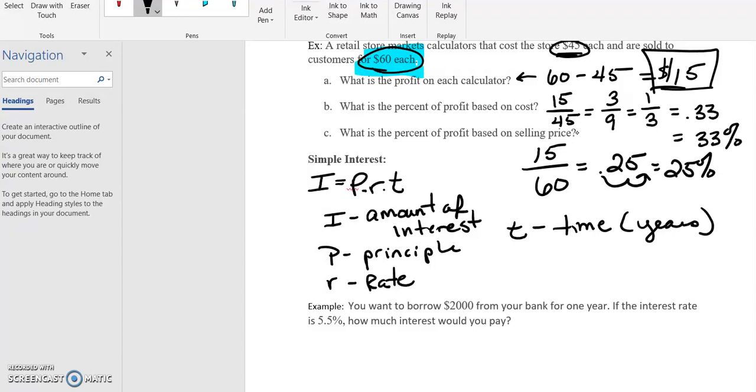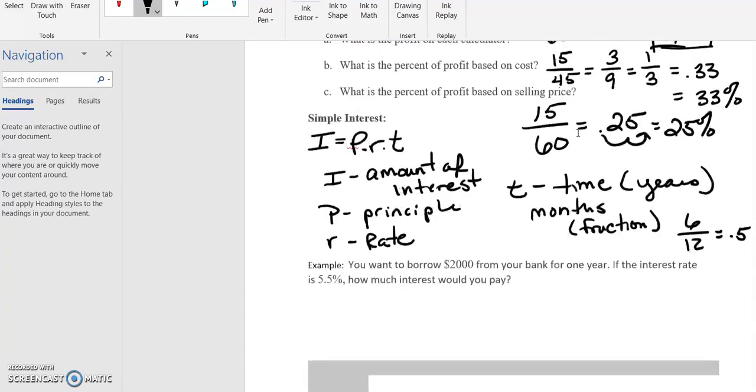We usually use simple interest whenever it comes to years. If you are looking at months, months would be a fraction of a year. If it's 6 months, there are 6 months out of 12, or 0.5, so half a year. Okay, so here we go.